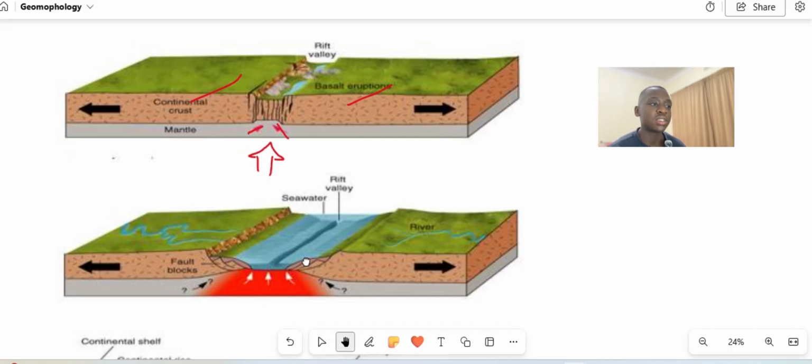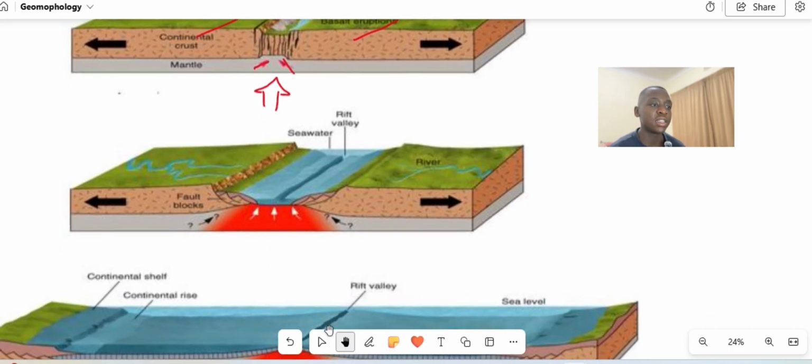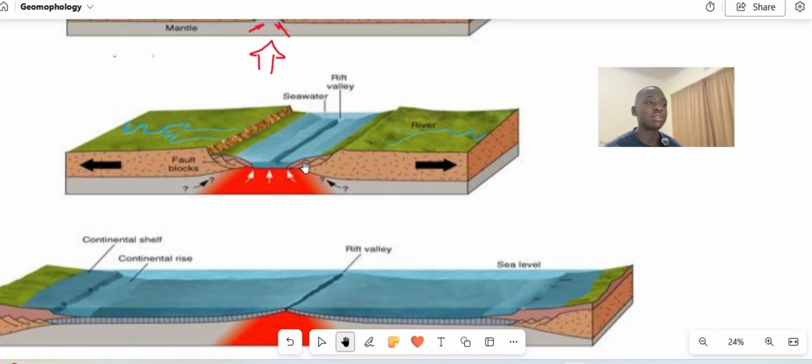When the continent is separated, as you can see here, the redness indicates magma that comes out from the depth of the crust. So this block of land was separated into two continental crusts. As time goes by, water will fill that place.